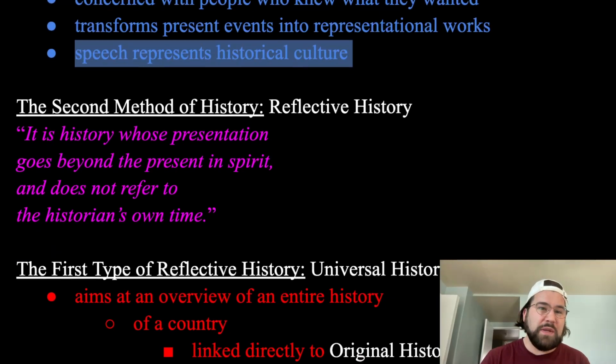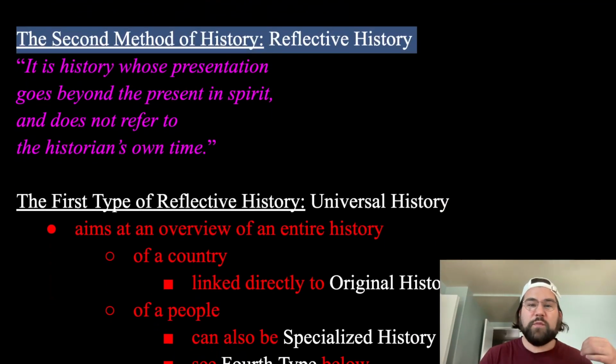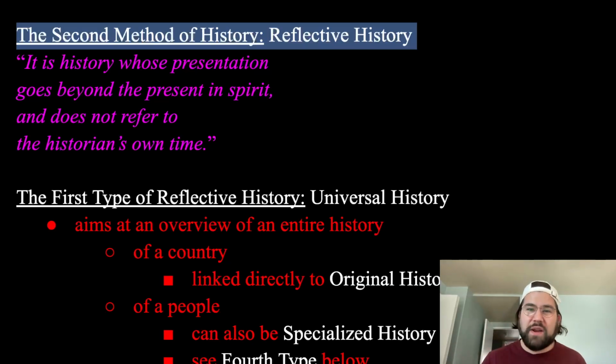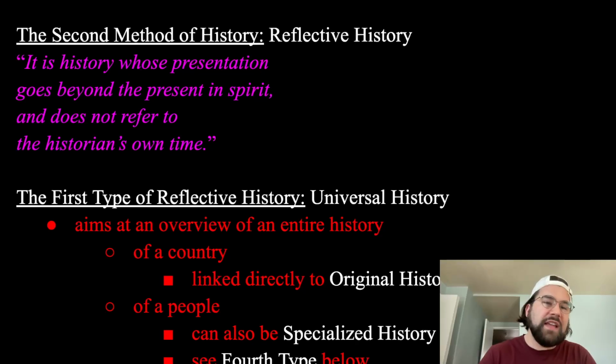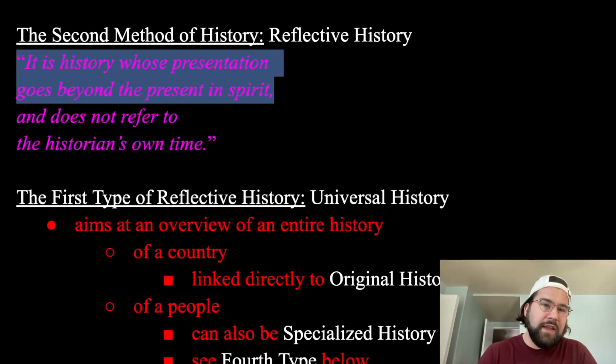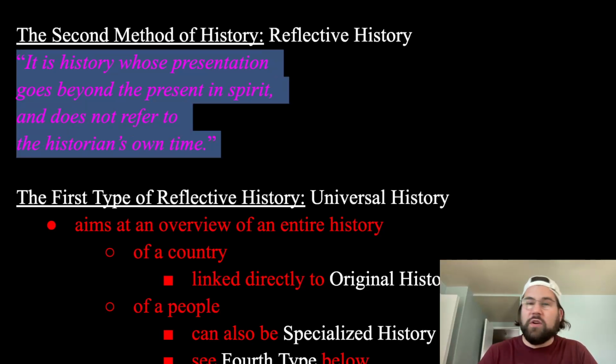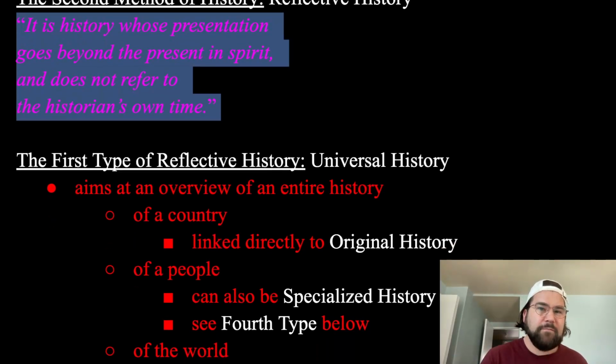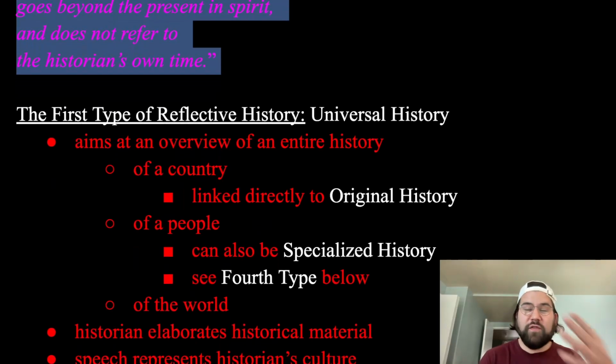Where he really starts to lose people is as we move into the second method, what this reflective history is, that he further breaks down into four different types. So first quote here from Hegel, what reflective history is. Hegel says, "It is history whose presentation goes beyond the present in spirit and does not refer to the historian's own time." So this is where we start to actually look back and write on history that we were not a part of, right? Think of this as almost academic-based, scholarly-based, research-based history, right? You're going to be writing on history that you did not live, you did not experience firsthand. And again, there's four types of this.